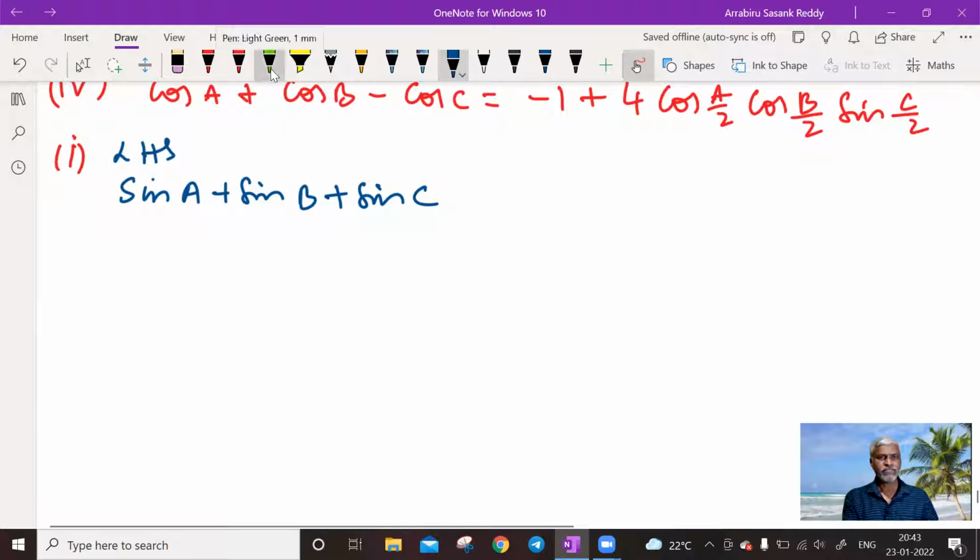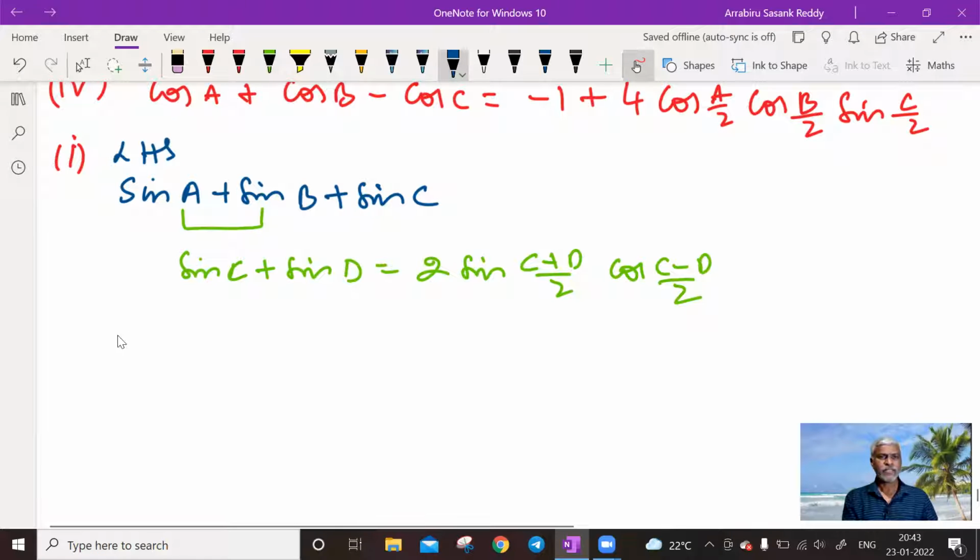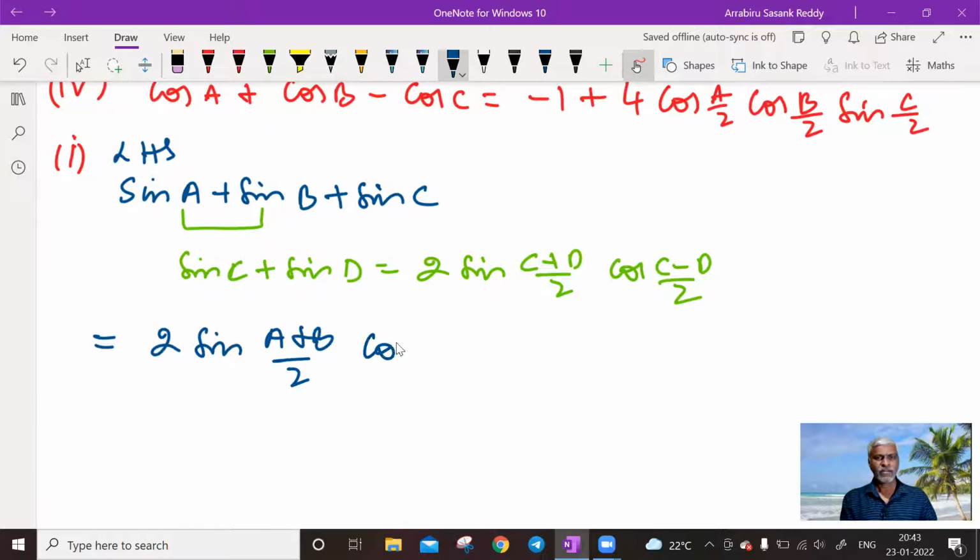Now, adding this two, using the sin C plus sin D formula, which is 2 sin of C plus D by 2 cos of C minus D by 2. Using this formula, this is 2 sin A plus B by 2 cos A minus B by 2 plus sin C as it is.